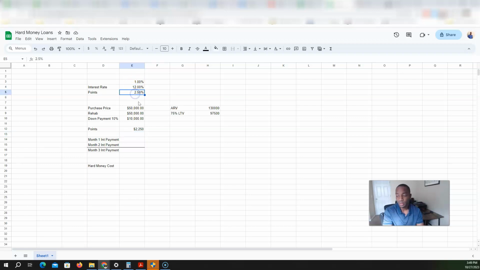And so they charge these points in order for them to actually make some sort of money from this deal. The other thing that I want to talk about are reserves.